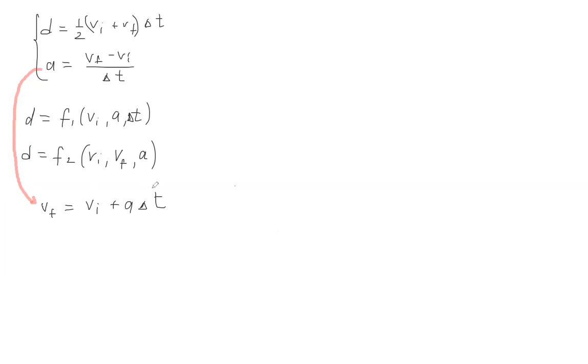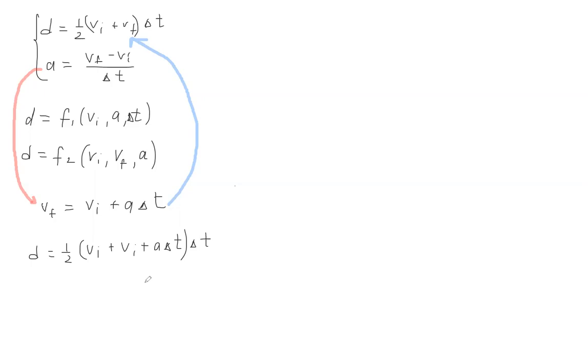So now I'm going to take this expression and plug it into the top equation. Let me use a different color. Okay, so let's see what happens. d equals 1/2 times v initial plus, instead of v final, we write v initial plus a delta t, close parenthesis, times delta t.